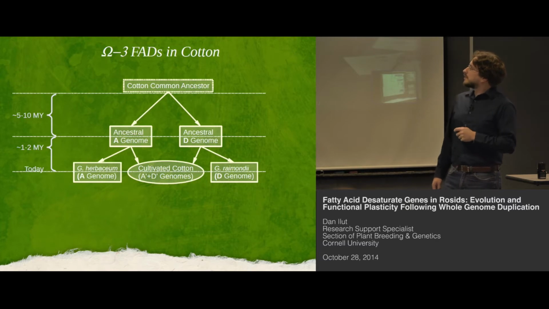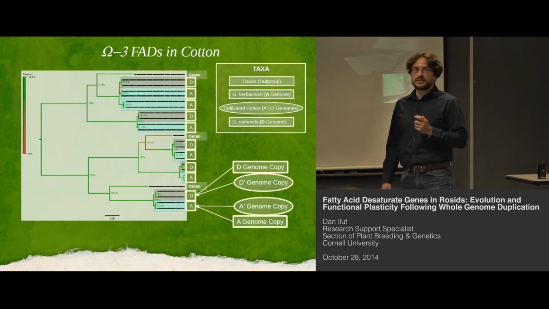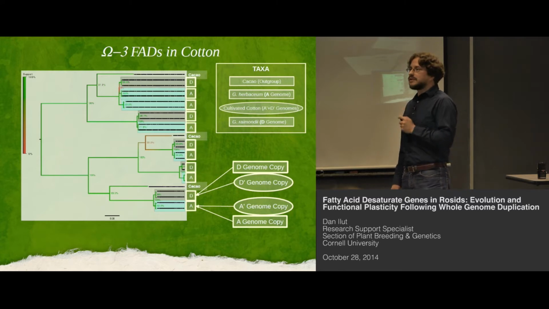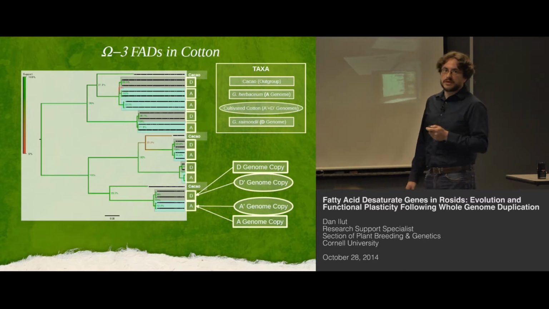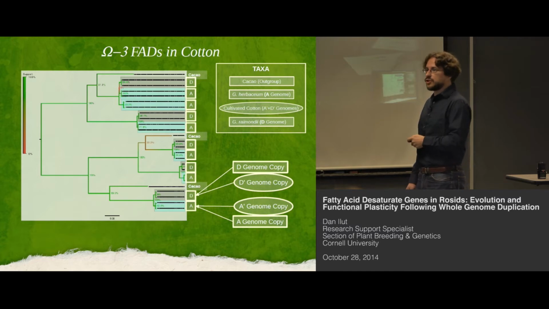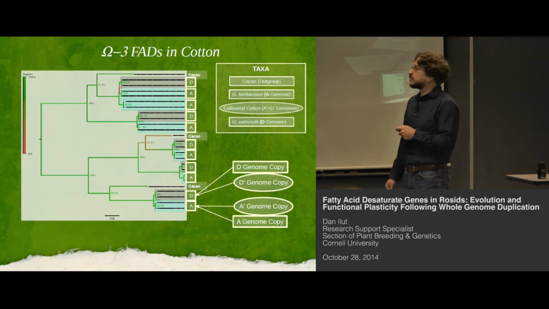So we did an analysis of omega-3 fats in cotton. Specifically, we identified each homologous gene to the Arabidopsis genes in cotton and developed primers to separate the A genome copy versus the D genome copy and so forth. And what we're looking at here is cacao used as an outgroup. It's a closely related taxon to cotton.